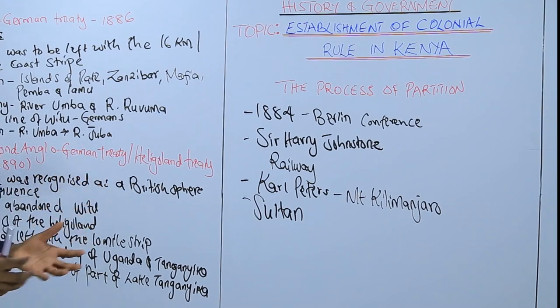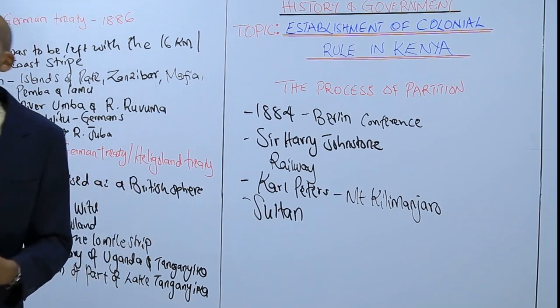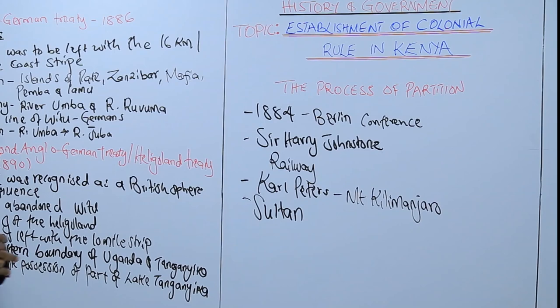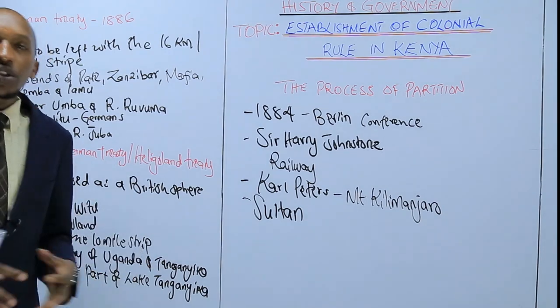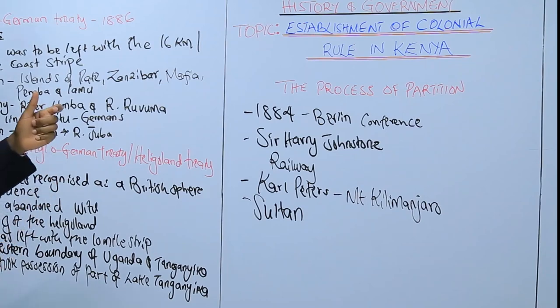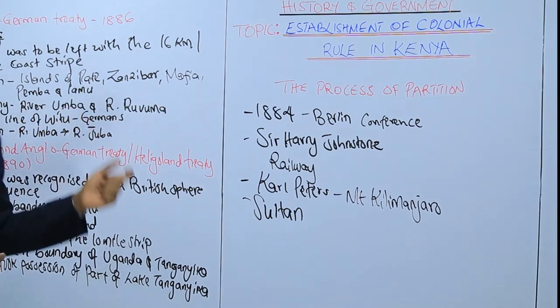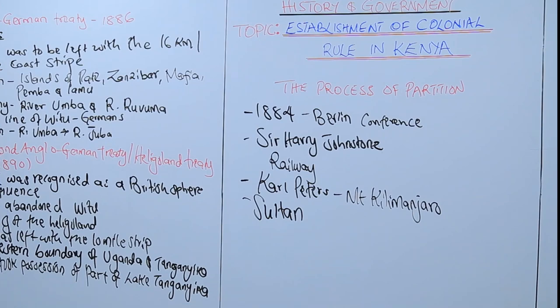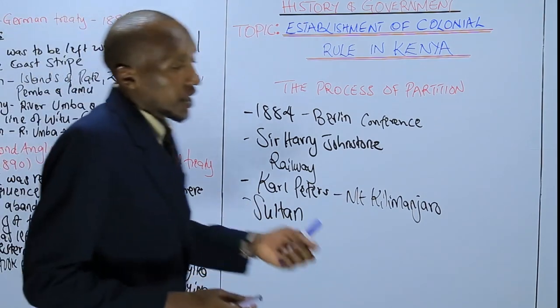So you could go and get some more literature. You can read in your KLB. There is more literature on that explaining more. But I just needed you to get these specific terms of the agreements that were made between the British and the Germans in acquiring the Kenyan territory.